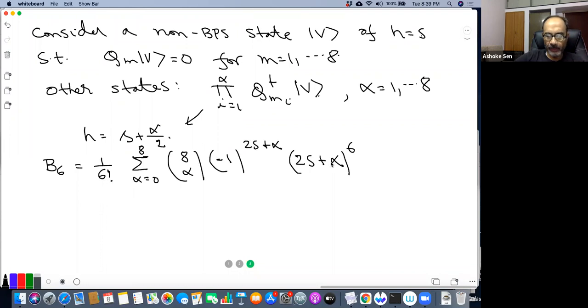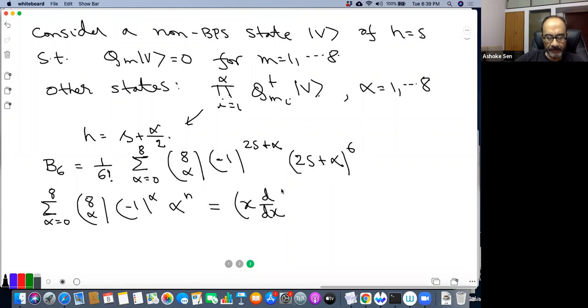Now, this you can do a binomial expansion, and the kind of sum that you need is of the form sum over alpha equal to 0 to 8, 8 choose alpha, minus 1 to the alpha, and alpha to the n, for various values of n. So minus 1 to the 2s, of course, you can take out of the sum. So this one I can write as x d/dx to the power n, sum alpha equal to 0 to 8.